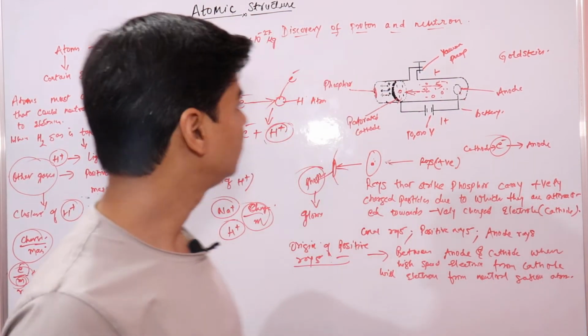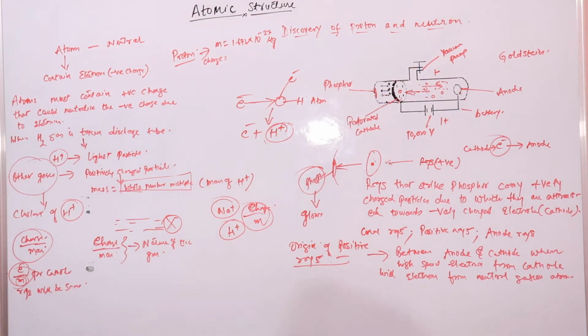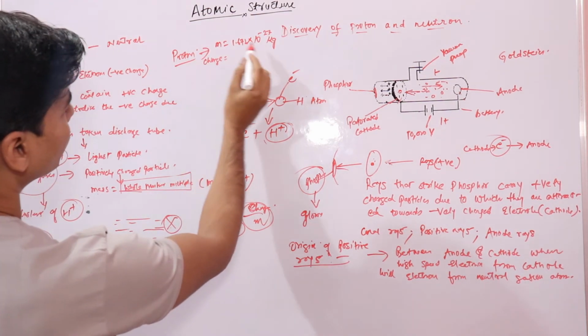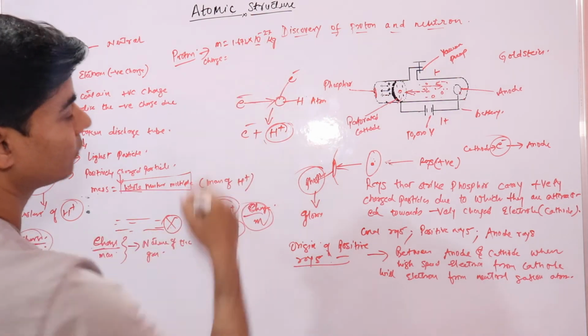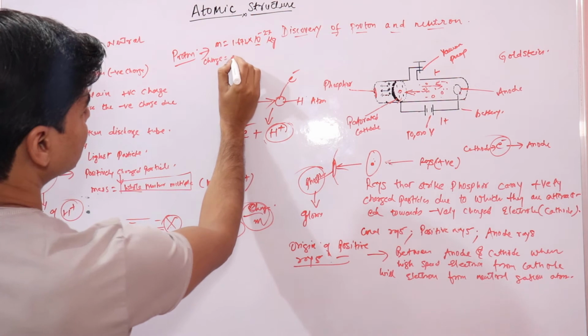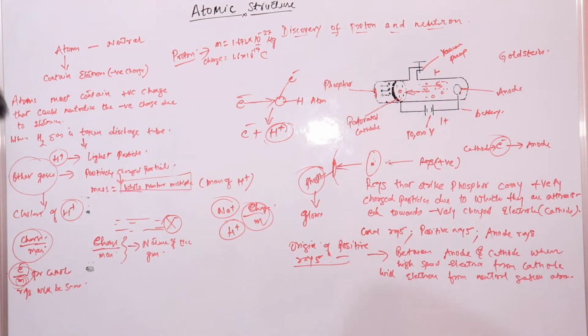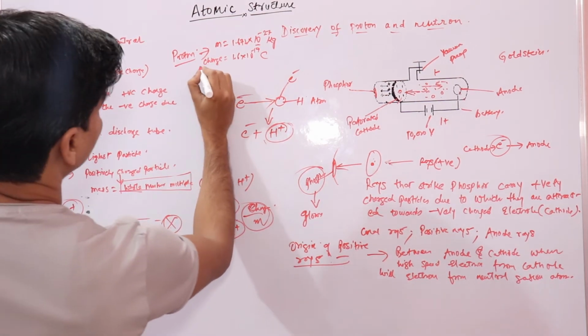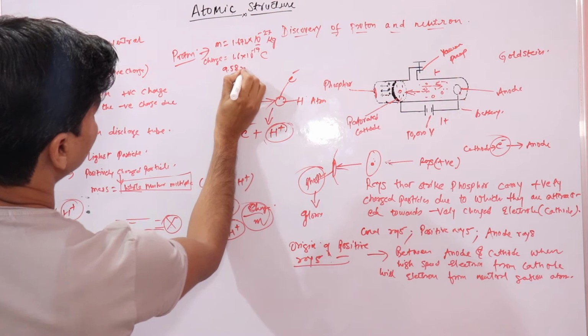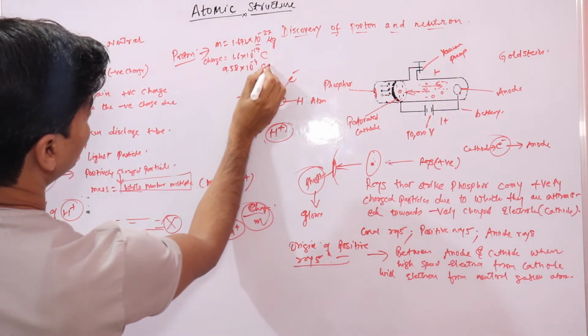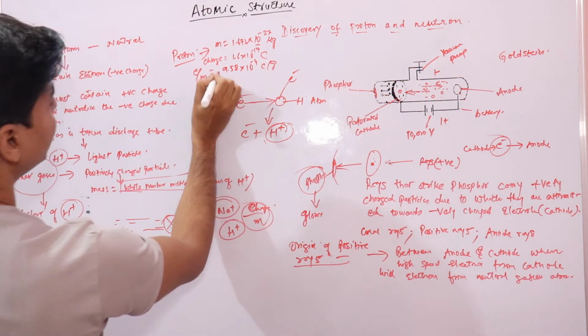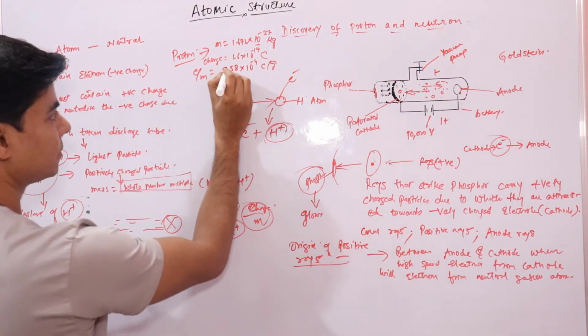Now this lecture is in continuation of the previous lecture. So we were at protons, right? A proton has a mass of 1.672 × 10^-27 kg and its charge is 1.6 × 10^-19 coulombs. The e/m ratio of the proton is 9.58 × 10^4 coulomb per gram. This is the e/m ratio of the proton, which is the highest.